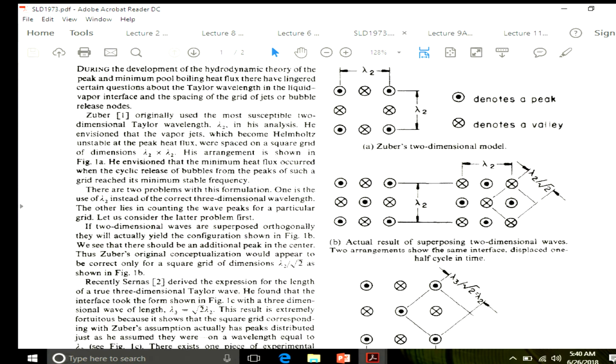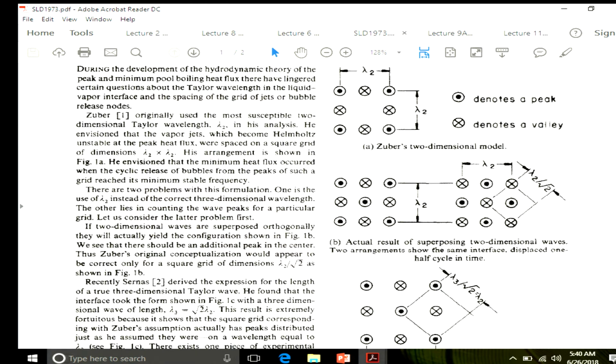Okay. And so Zuber assumed that this was lambda_2, and what Cernas said was, well, no, this should actually be lambda_3. Okay, and it turns out lambda_3 is equal to lambda_2 divided by root 2.